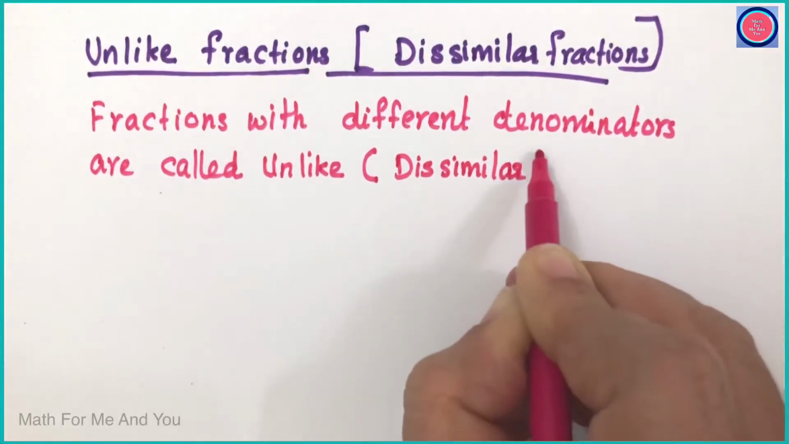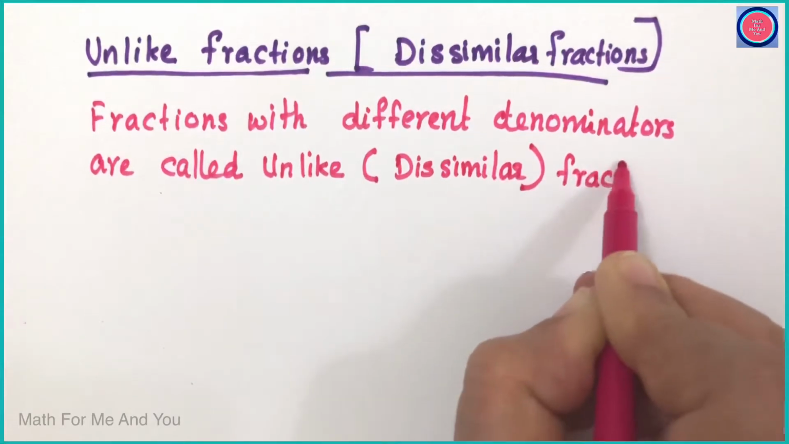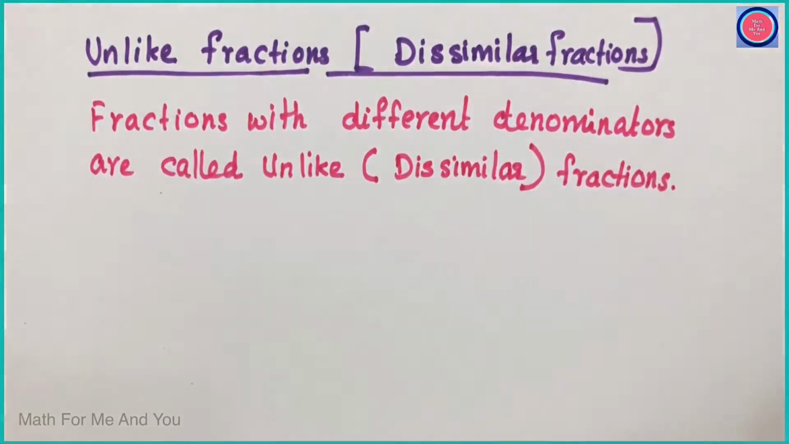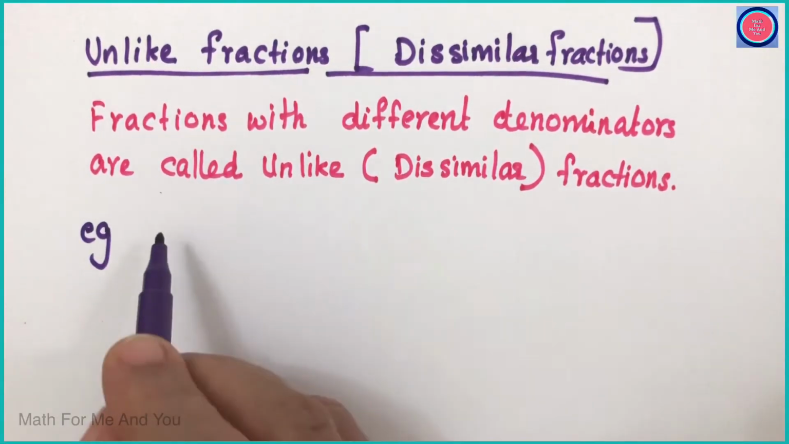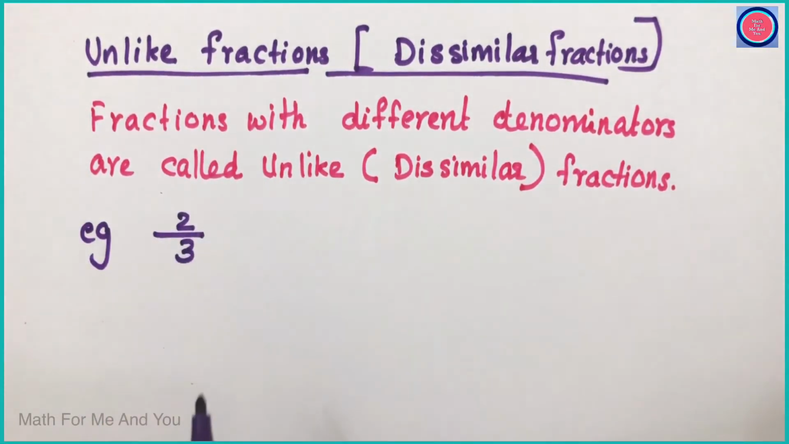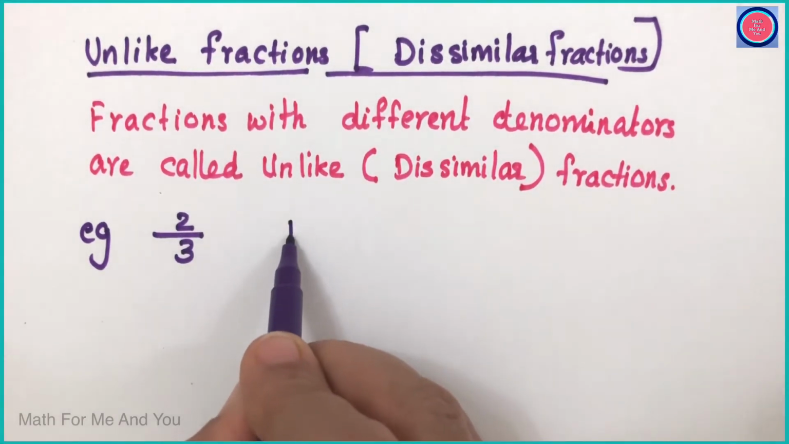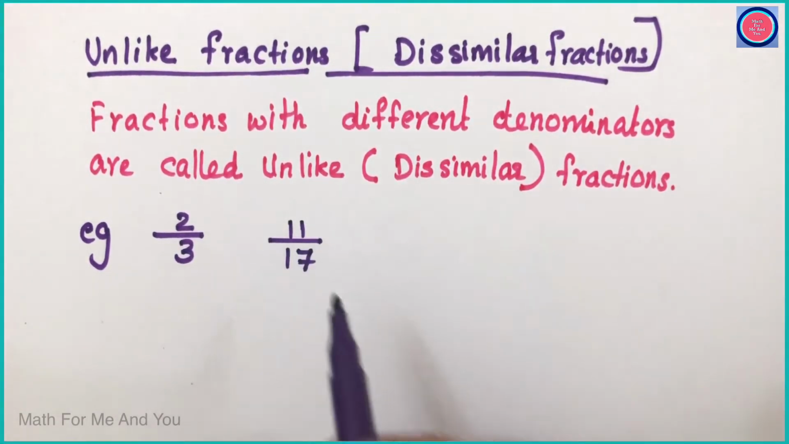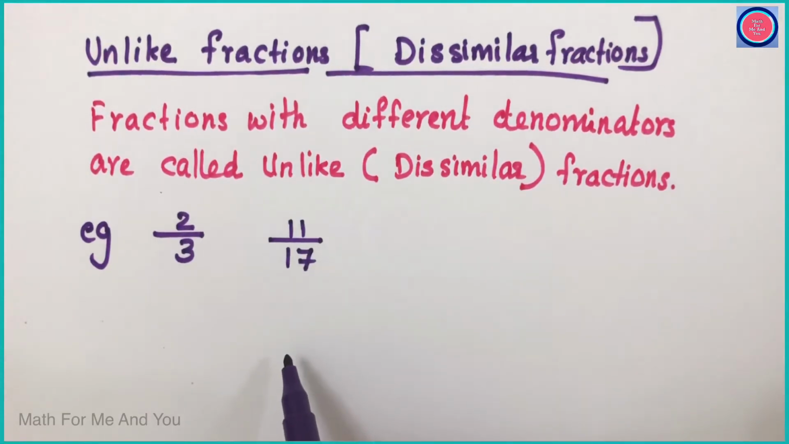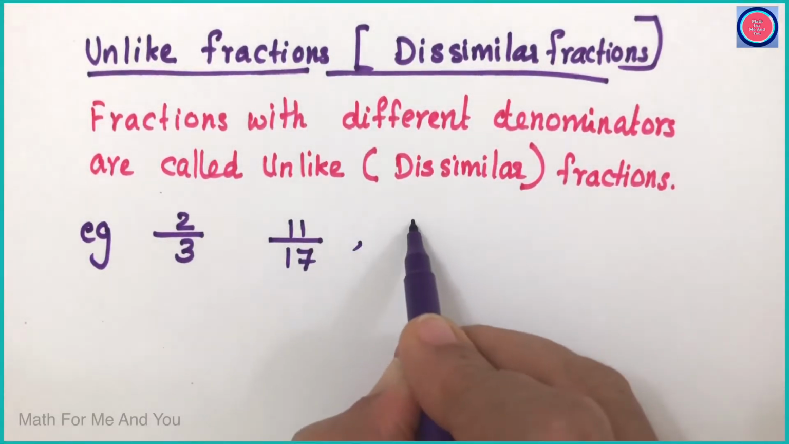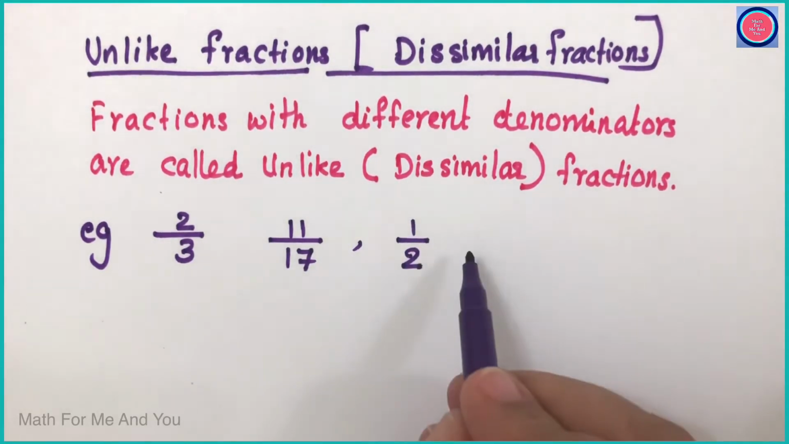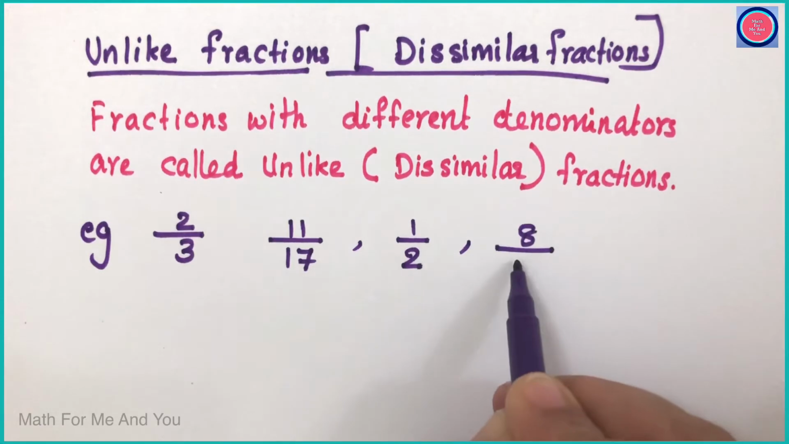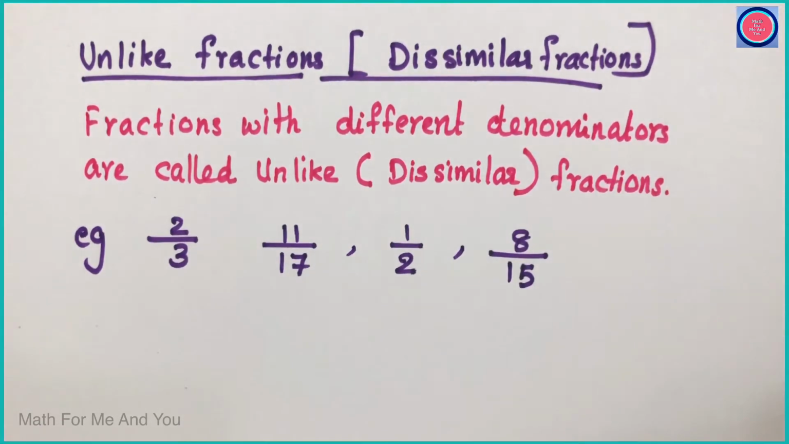With examples, we could see more about unlike fractions. Here we are going to write some examples, and when we see, we can understand that all these examples have different denominators, not same. 2 over 3. Here the denominator is 3. And if we write any other fraction with any different denominator, they are all unlike fractions. 11 over 17. See the denominator 17, different number. 1 over 2. Again, different fraction, different denominator. 8 over 15. See, different denominator. So all these are unlike fractions.